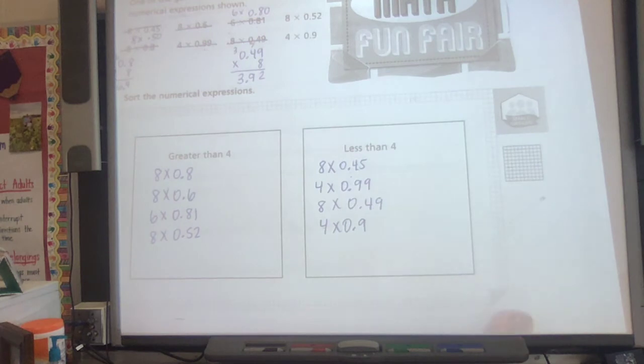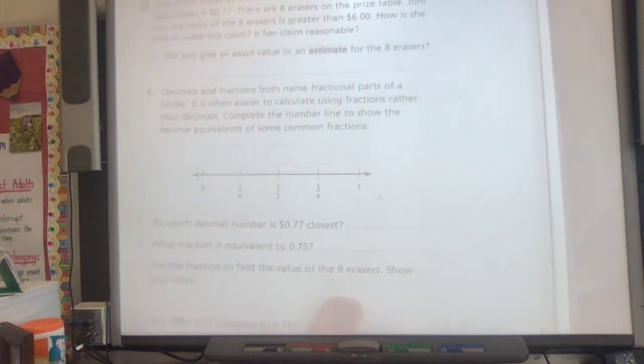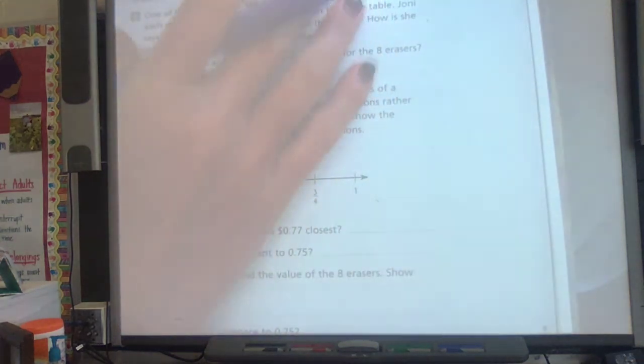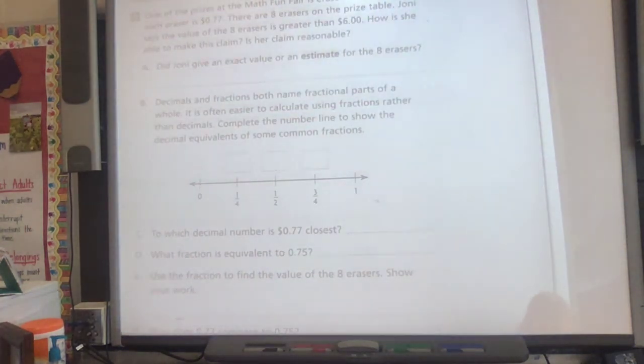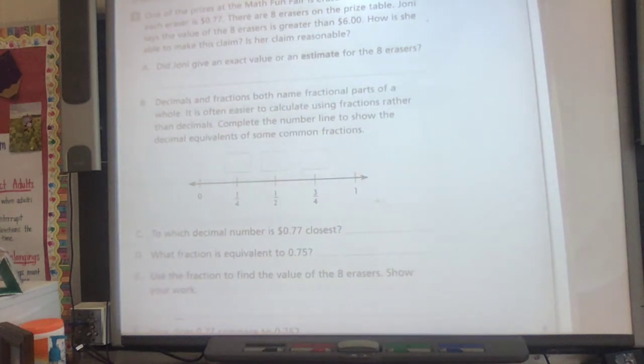All right? So let's turn to the next page. We'll do a couple of these. One of the prizes at the Math Fun Fair is erasers. The value of each eraser is 77 cents. There are 8 erasers on the prize table. Joni says the value of the 8 erasers is greater than $6. How is she able to make this claim? Is her claim reasonable? Okay.